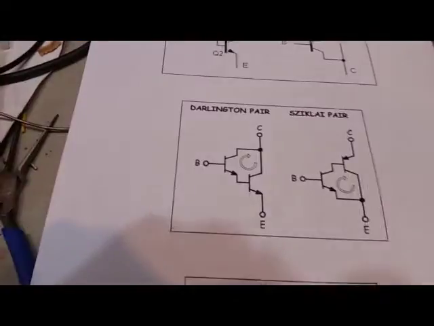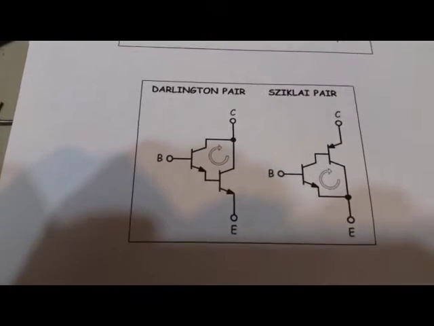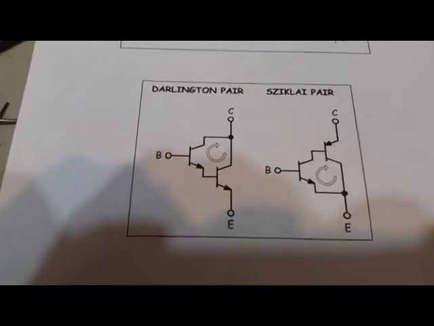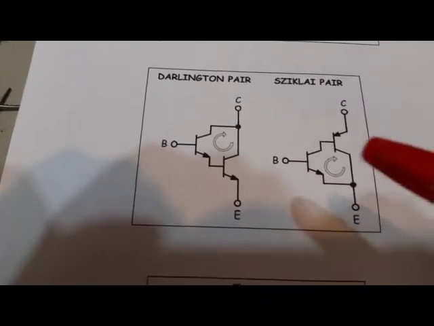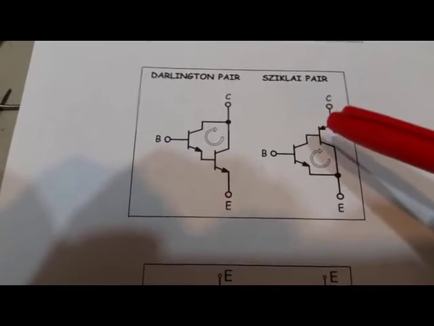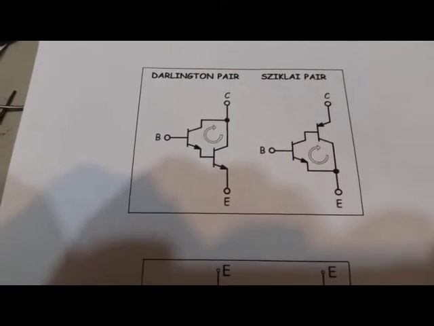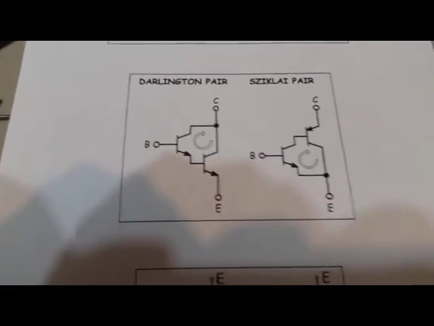So the Darlington pair has been around for a while and is very popular. There's also a thing called a Sziklai pair, and Sziklai is, if you notice, it can be an NPN driving a PNP final instead of having both of the transistors of the same type.